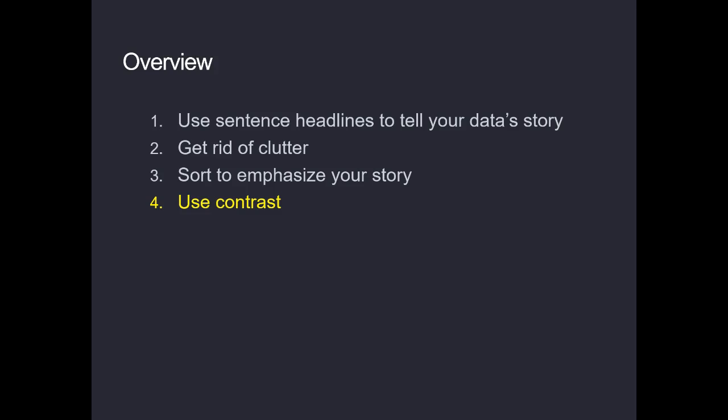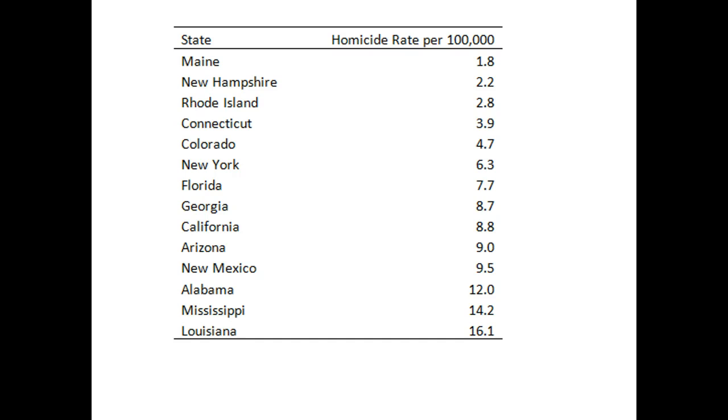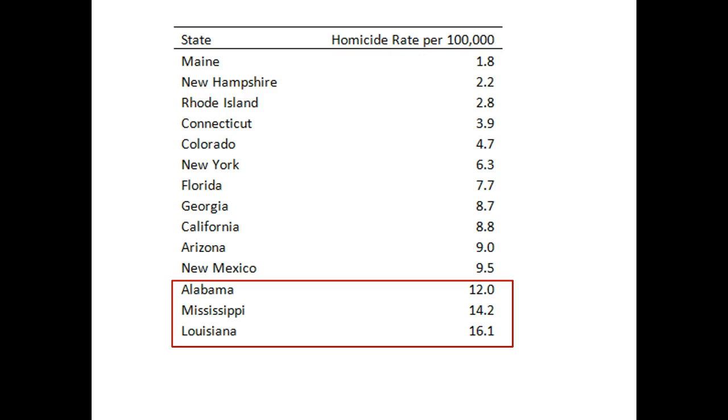Next and last point, use contrast to really emphasize the main point you want your audience to take away. So if I have this table on speed deviations we've seen a couple times, and I really want to emphasize that low speed deviation, I might put it in red. I might put a circle around it. Here's an example of the homicide rates. If I really want to focus on, look at how much higher these 3 southern states are than the rest, I can put them in a little box here.